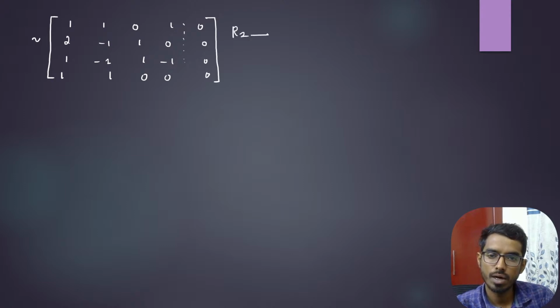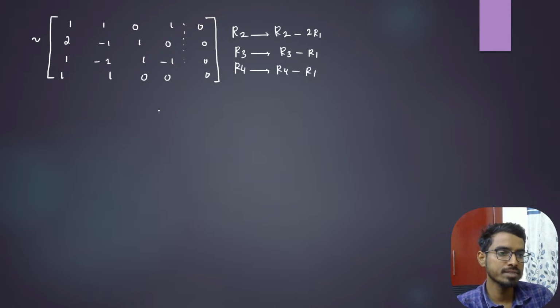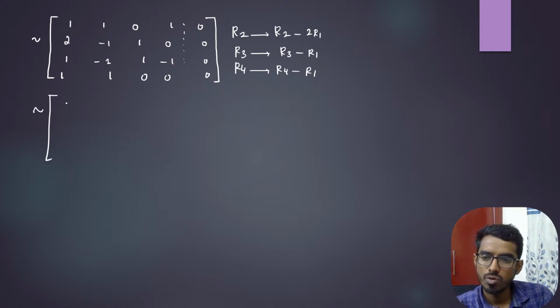Okay, so you will have R2 transformed to R2 minus 2R1, R3 is transformed to R3 minus R1, and R4 is transformed to R4 minus R1. So this is equivalent to 1 1 0 1 0.